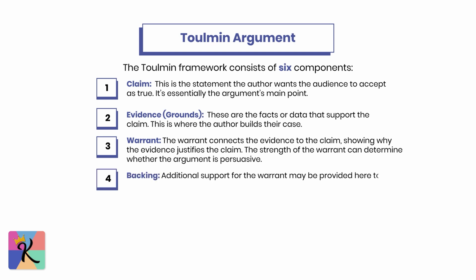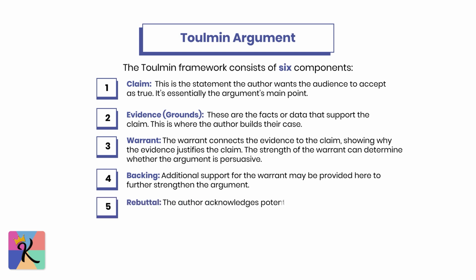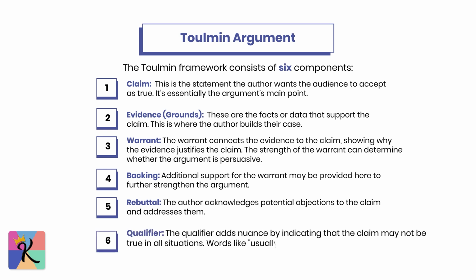Backing. Additional support for the warrant may be provided here to further strengthen the argument. Rebuttal. The author acknowledges potential objections to the claim and addresses them. Qualifier. The qualifier adds nuance by indicating that the claim may not be true in all situations. Words like usually, presumably, or most likely help to communicate the limits of the argument.